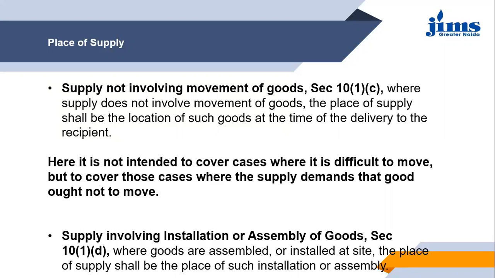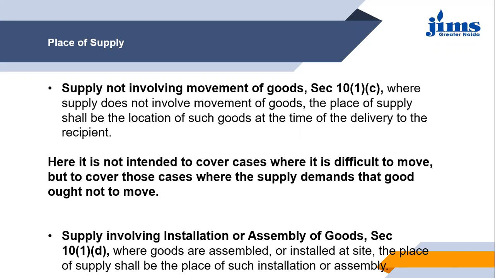I hope I'm clearing this section. Then, moving ahead with the next point, that is supply involving installation or assembly of goods, section 10, subsection 1, clause D. Now, in this situation, what will be the place of supply? In the situation where the goods require installation or assembly, in such circumstances, the place of supply shall be deemed to be the place of such installation or assembly.